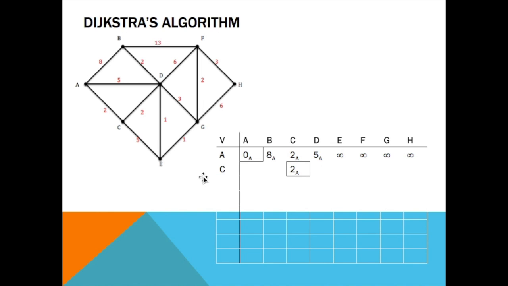So can we get to B from C? No, we cannot, so the 8 will carry down. Can we get to D from C? Yes, 2. So 2 plus the weight to get from C to D is 4.